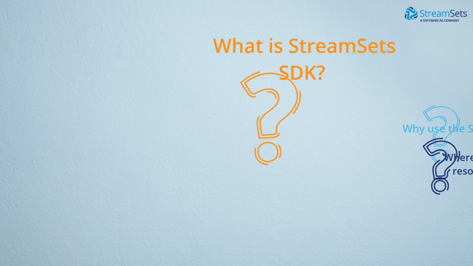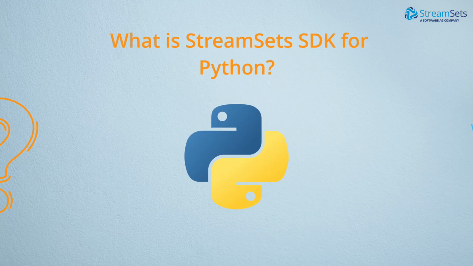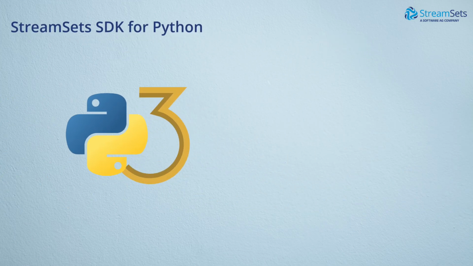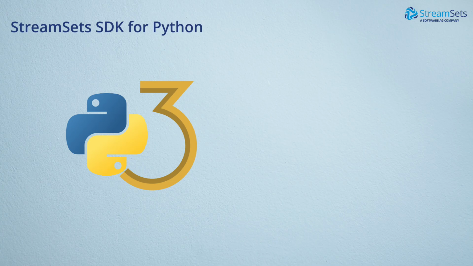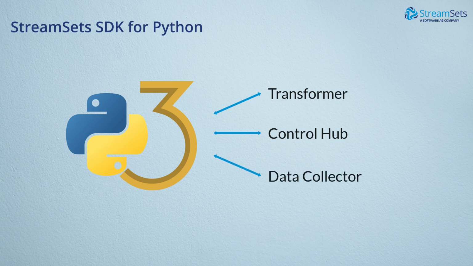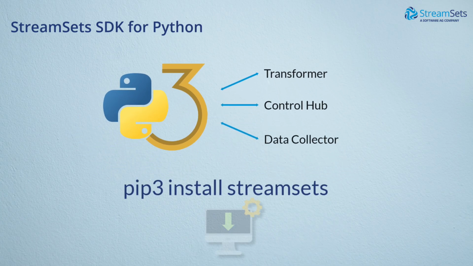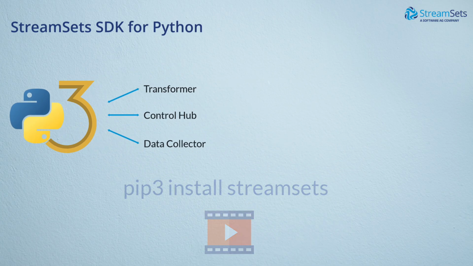Okay, so what is the StreamSets SDK for Python? It is a Python 3 interface to StreamSets products. That is, Control Hub, Transformer, data collectors, and can be used with the StreamSets test framework, which is based on PyTest. We'll cover how to install the SDK in the Getting Started video.